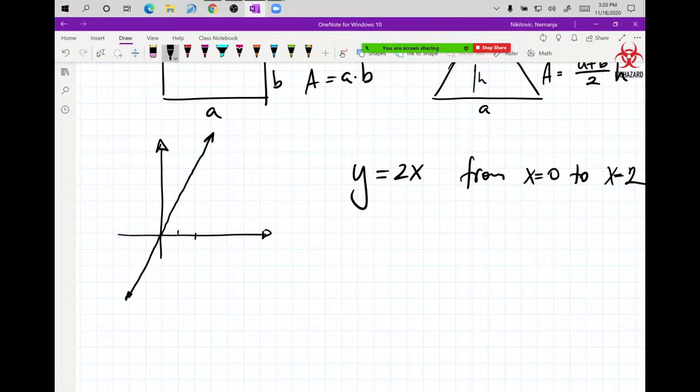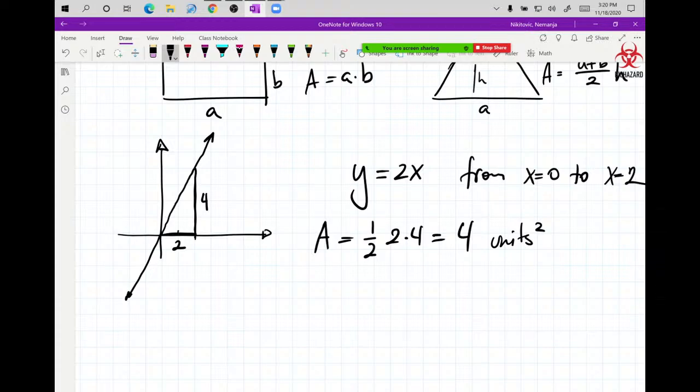Now 1, 2. There you go. So now you see that this length over here is 2, this length over here is 4, and you just unleash the triangle formula and you get 4 units squared.